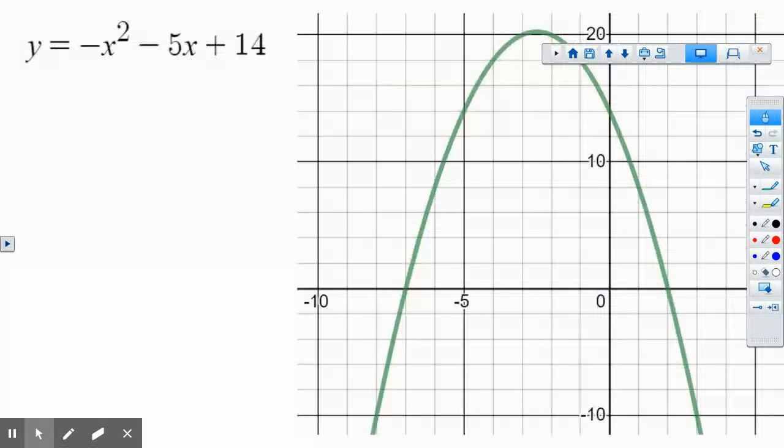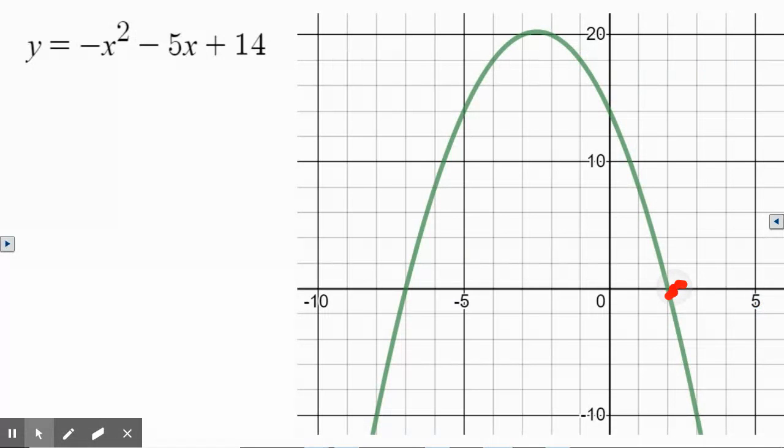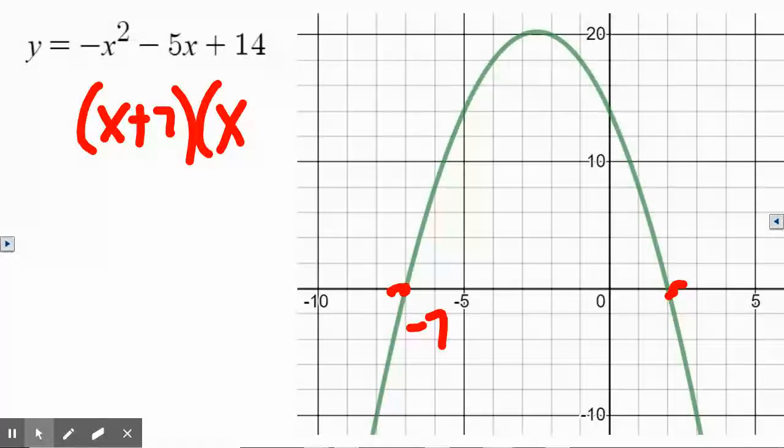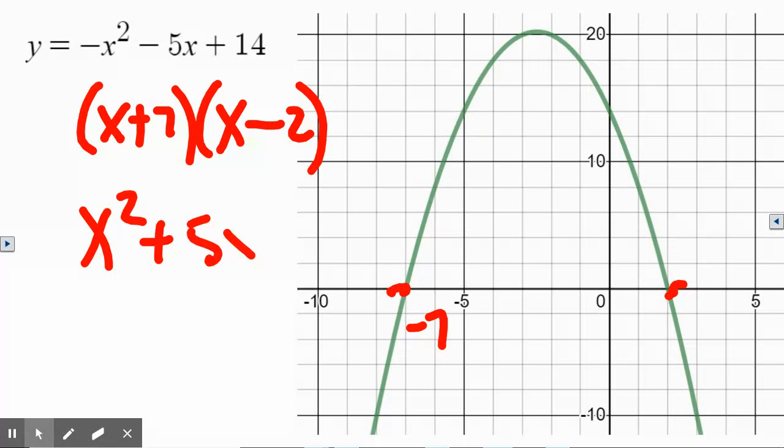So the next one, notice that this one is going through in the same exact places. It's going through at positive 2 and negative 7. Now, if we did the same thing with this one, we would get our x plus 7 and x minus 2. But we already know that if we multiply that out, it would be equal to x squared plus 5x minus 14. All the signs are wrong.